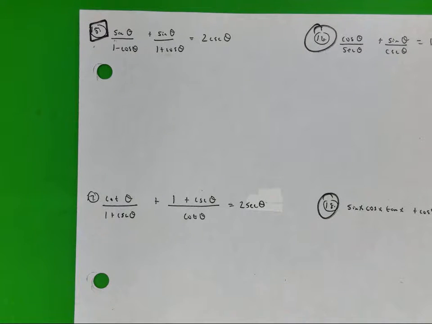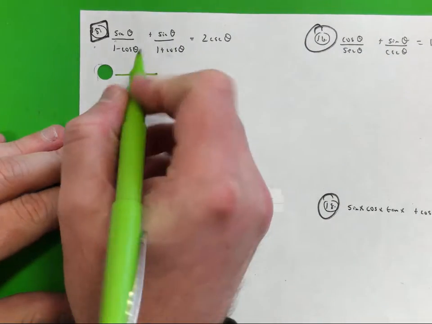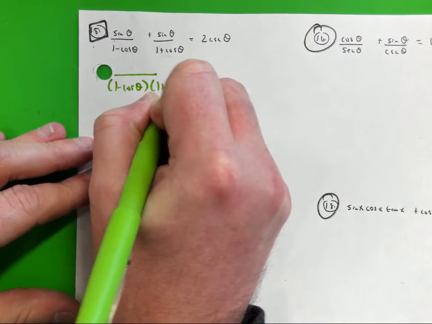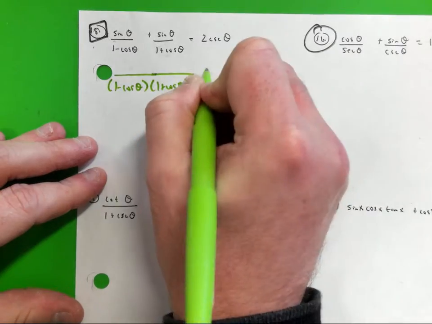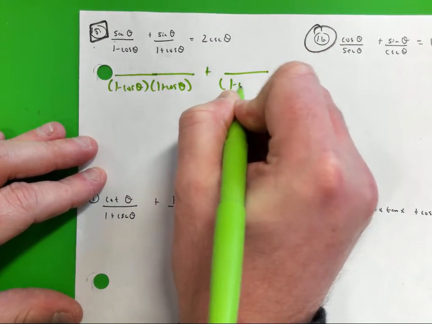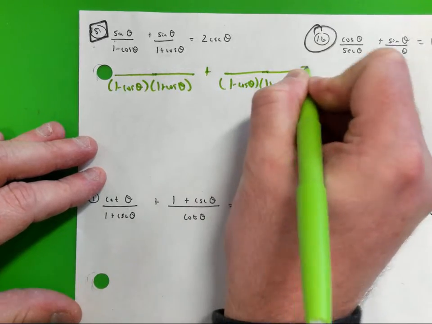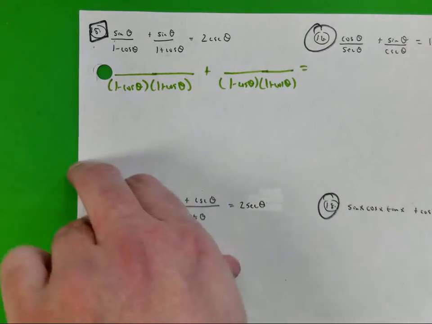On the left side, I have adding fractions. So I must have a what? Common denominator. What would be my common denominator between 1 minus cosine theta and 1 plus cosine theta, Gracie? 1 minus cosine theta times 1 plus cosine theta. Very good. I will settle for both of them. So I'm going to write that 1 minus cosine theta times 1 plus cosine theta.